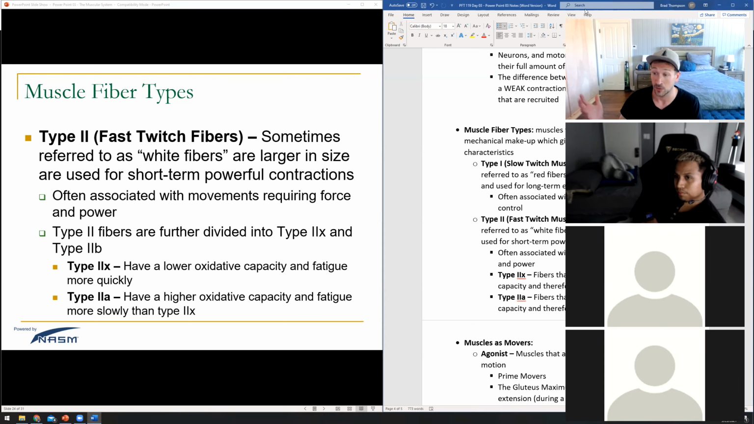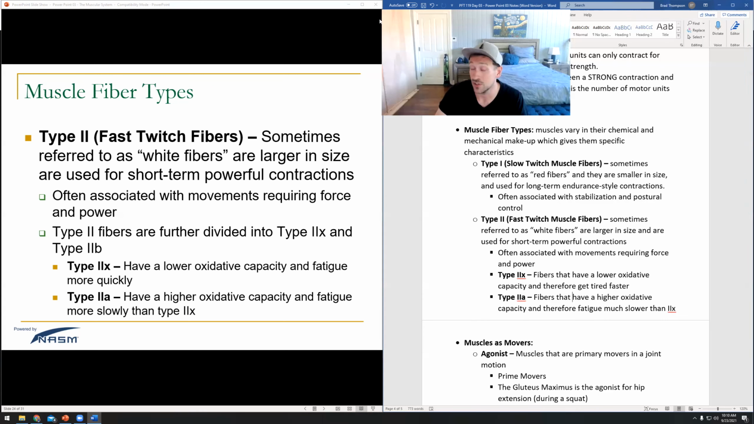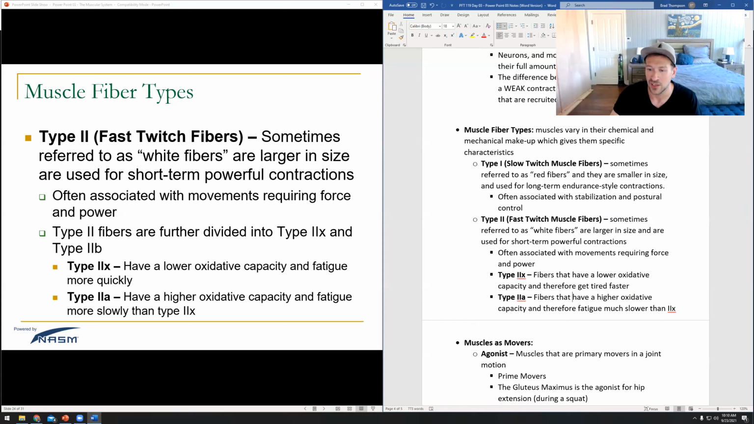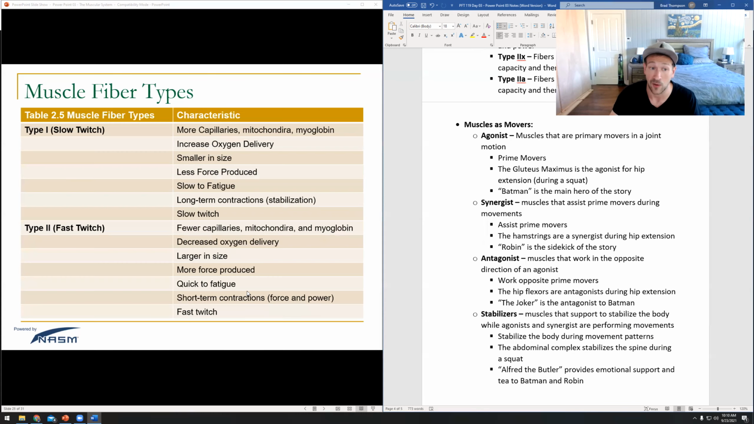And then none of them are going to be able to run as long as a marathoner who's very much a type 1 fiber. So those are sort of the different types of fibers, and those are different types of lifting. You've got to ask your clients, hey, what do you want to be good at? What do you want to work on?